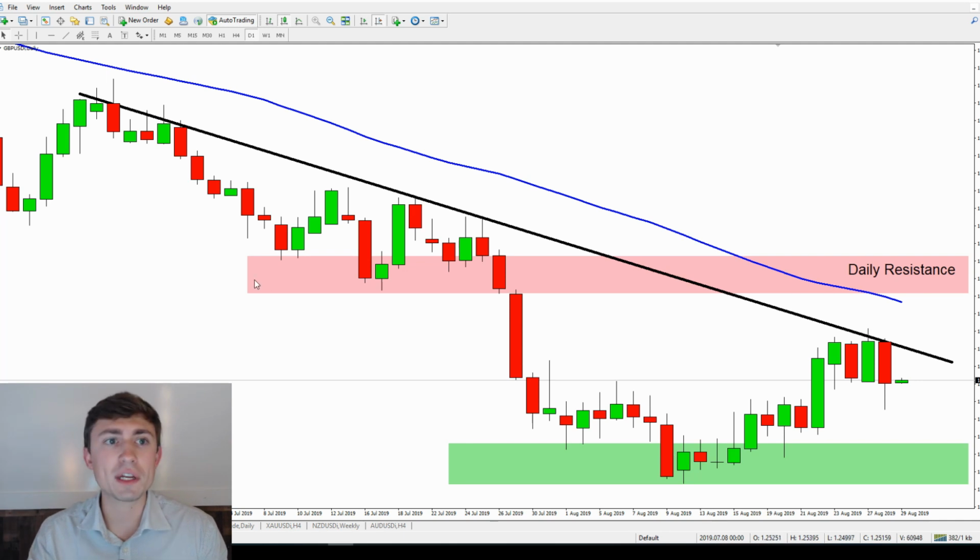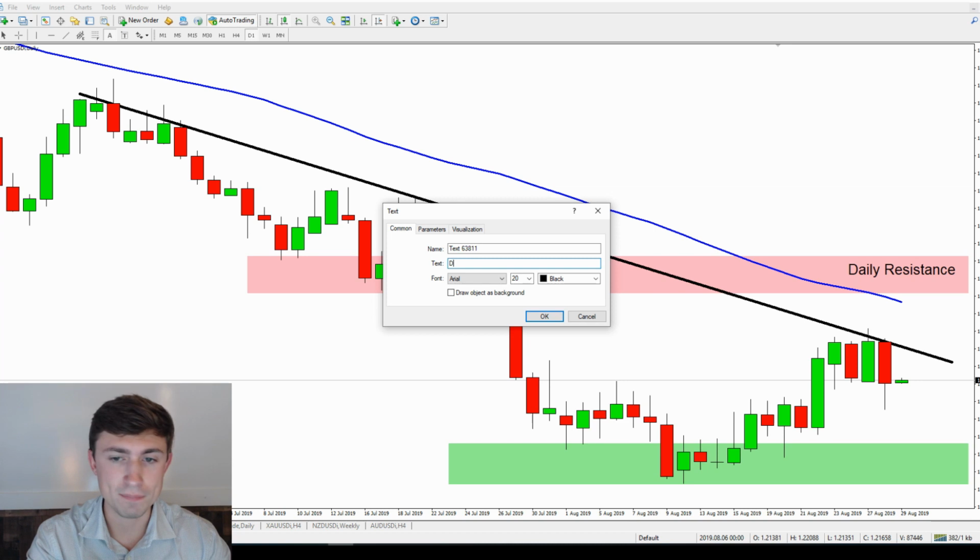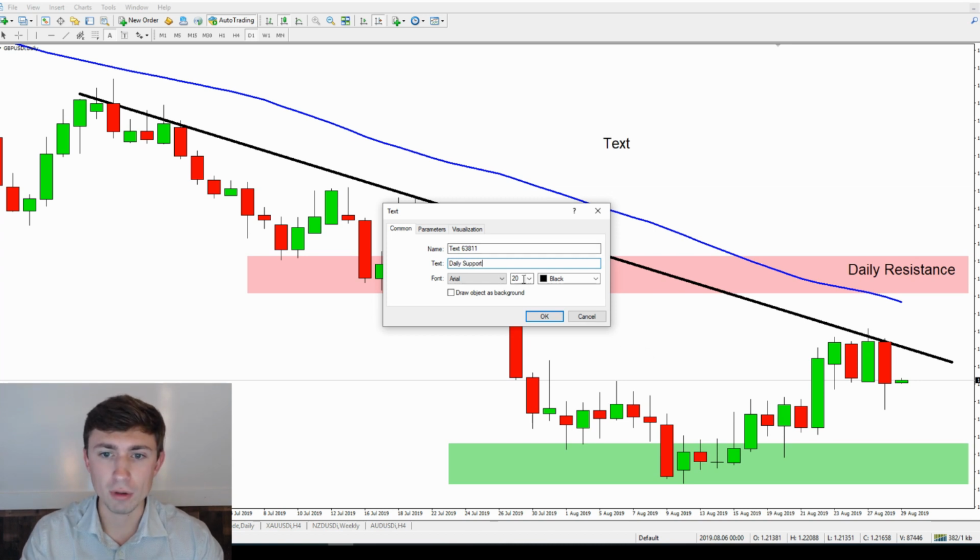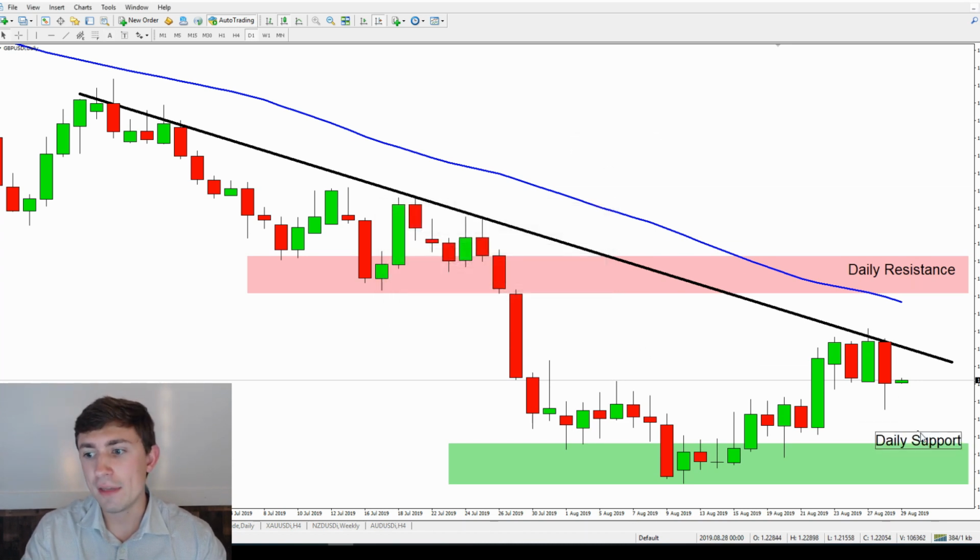So what we're going to do is we're going to step it down pretty soon. Let me write in really quick. This is our daily support. Right? So we've written in our daily support, and this is giving us some context, guys. That's what's really important here.